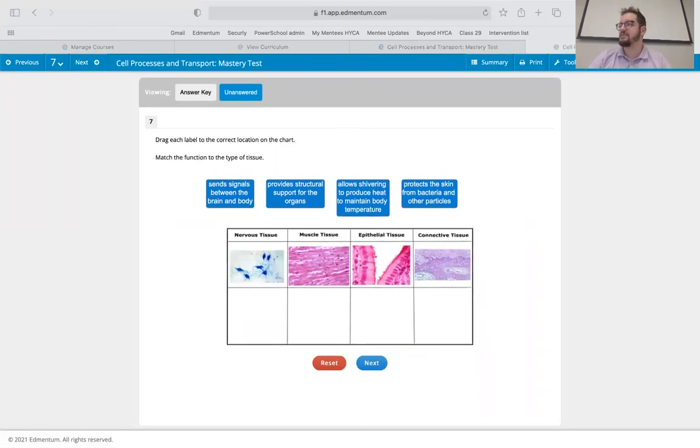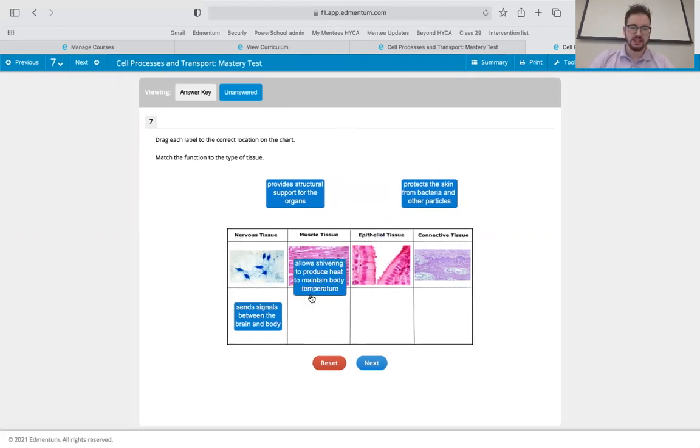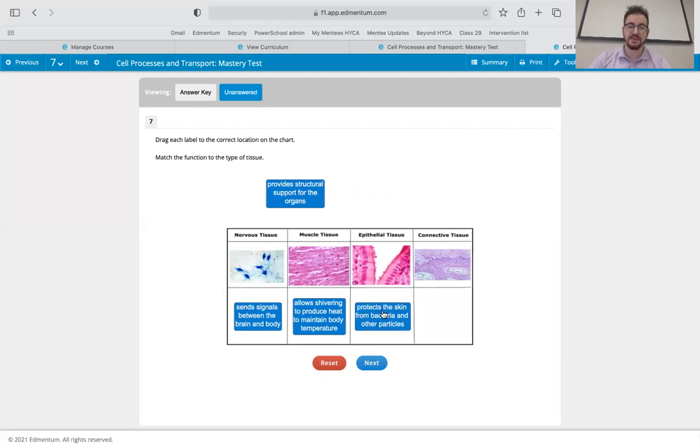Match the function to the type of tissue. Okay, so nervous tissues send signals between the brain and body, nerves, your neurons. Your muscles, all right, they allow something like shivering. When you shiver, you're flexing your muscles and it produces heat. The epithelial, or the skin, that's what that means. It protects the skin from bacteria, and structural support is connective tissue.